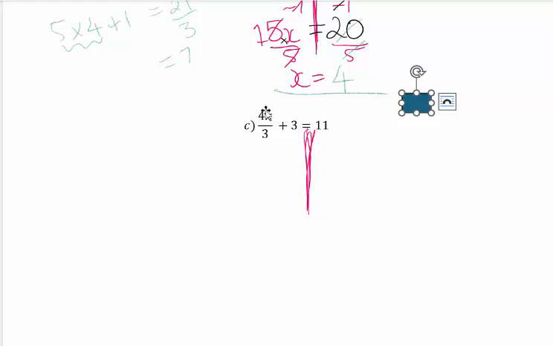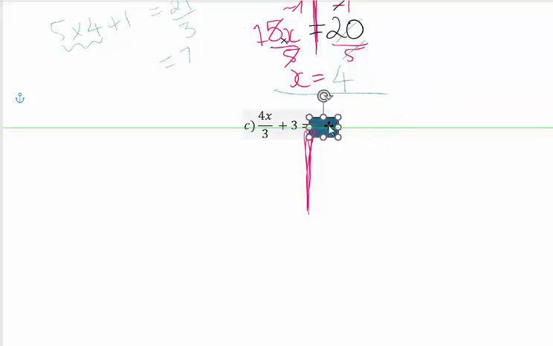Okay, so the last one, 4 times x divided by 3 plus 3. So here we go. Cover the answer because we don't care, just cover it with your hand. I know that you'll be looking if I didn't cover it. So it's 4 times x divided by 3 plus 3. The last thing I said was plus 3, so the first thing I have to do is take 3.